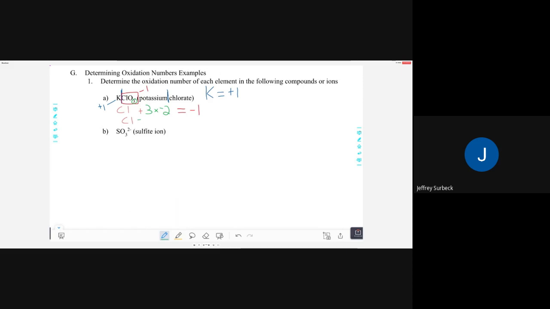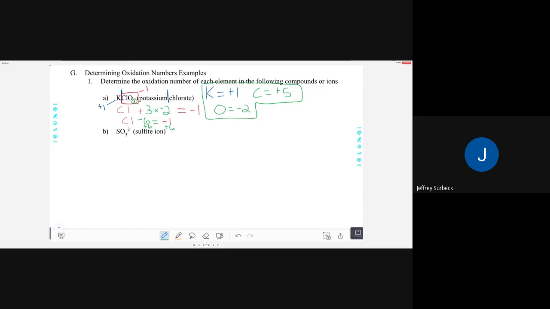So Cl - 6 equals -1. Would you add 6? Too easy. We add 6 to both sides. Cl equals 5. Cl has a positive 5 charge. And I like to put this just so I know I've done it: oxygen has a -2 charge. All right? So we've identified the oxidation numbers of every single element in that compound.